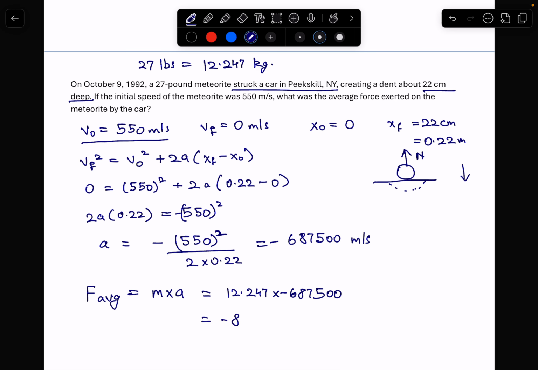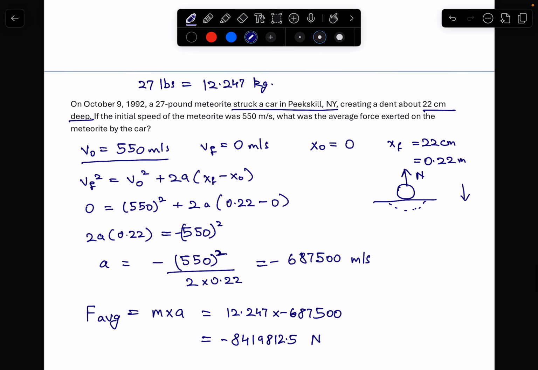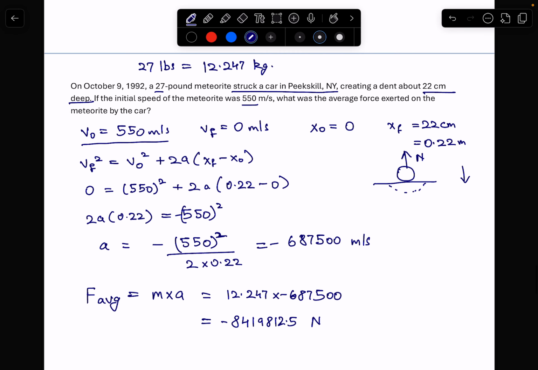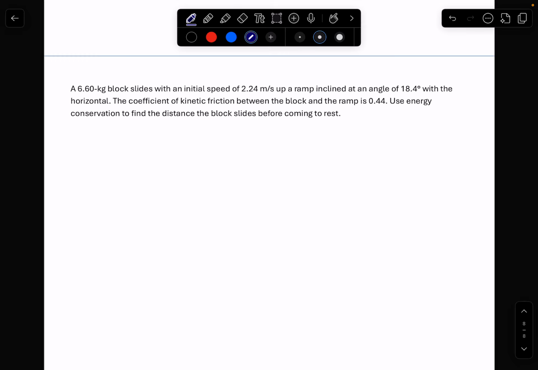Alright, so the value I get is 841,981.125 newtons. And now looking at significant figures, this is only 2 significant figures. This is 3. So technically I should have only 2 significant figures. This is negative 8.4 times 10 raised to 6 newtons. And that's my answer. Right, next question.